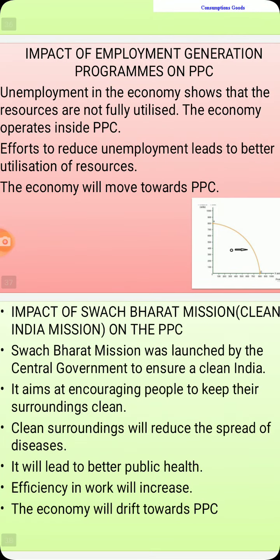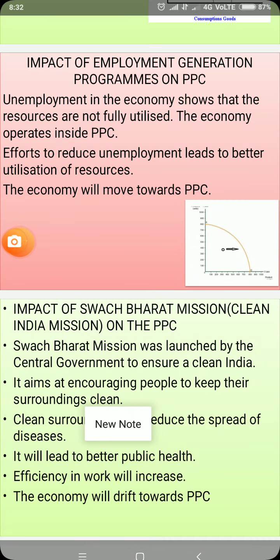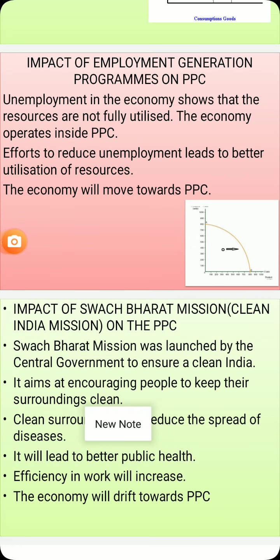Impact of employment generation program on PPC. So you can read out this impact of employment generation. What will happen to our unemployment? What is employment or unemployment? The people who are working are employed, and those who are not able to get jobs, or those who are not willing to work, come under the category of unemployment. We can have different types of unemployment that we will be reading separately. So what does unemployment in the economy show? It shows the resources are not fully utilized.